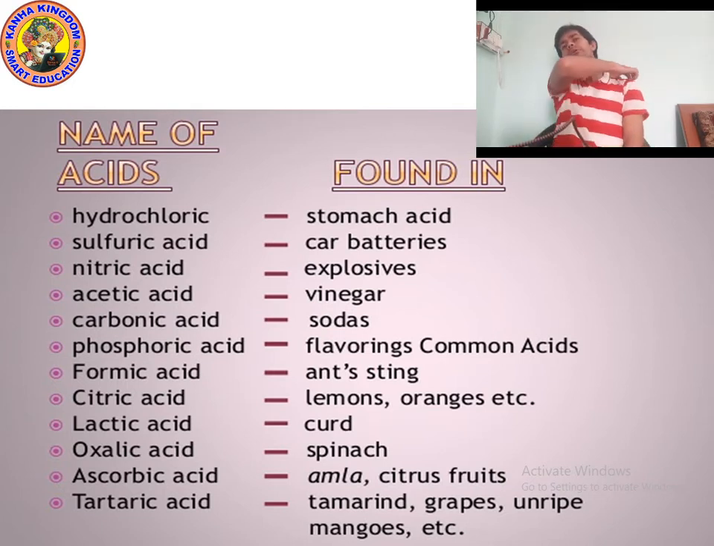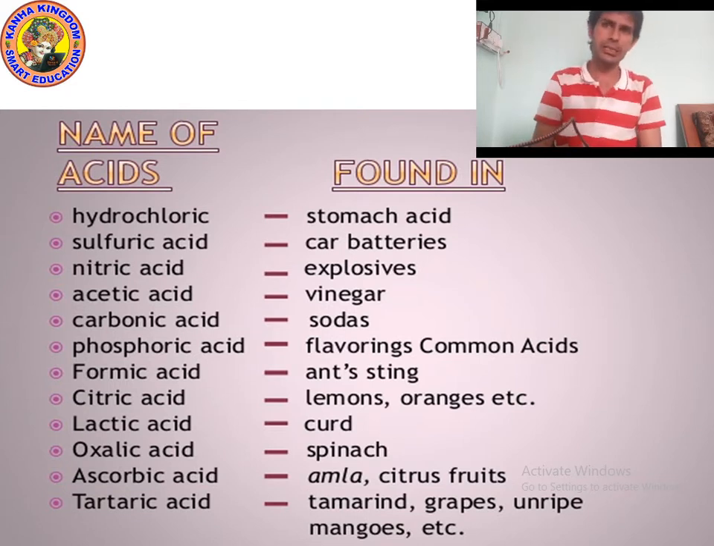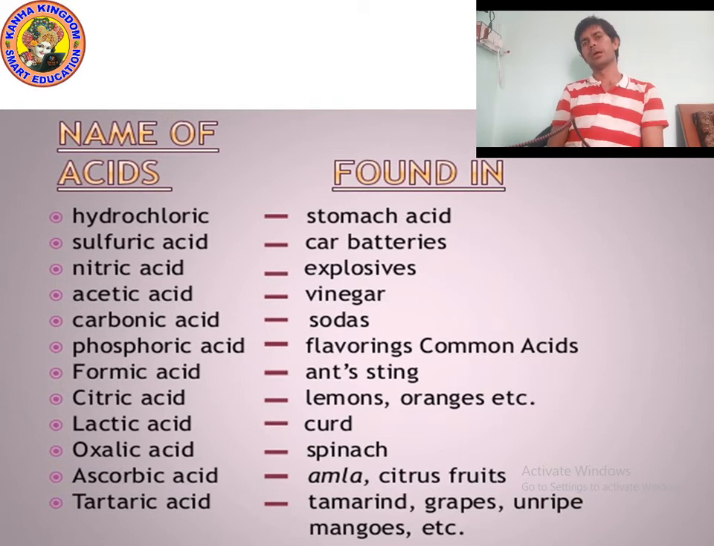So, hydrochloric acid is found in the stomach, sulfuric acid in the car battery, nitric acid in explosives, acetic acid in vinegar, carbonic acid in soda, phosphoric acid in flavoring, formic acid in ant sting, citric acid in lemon and oranges, lactic acid in curd, oxalic acid in spinach, ascorbic acid in amla and citrus fruit, tartaric acid in tamarind, grapes, and mangoes. Hope you understood. Now, let's move on to the next point.